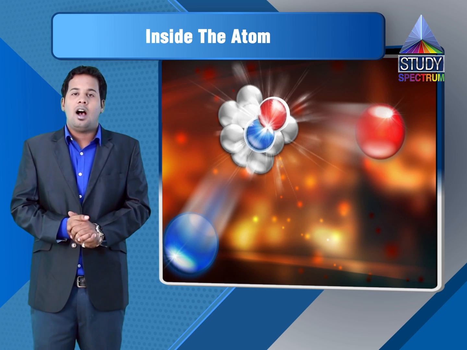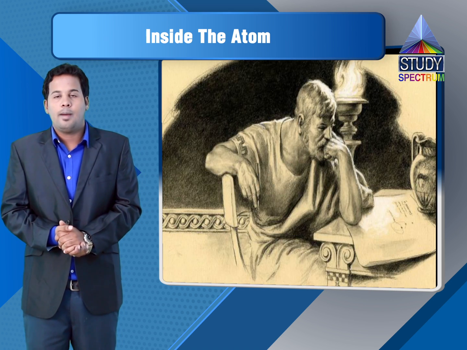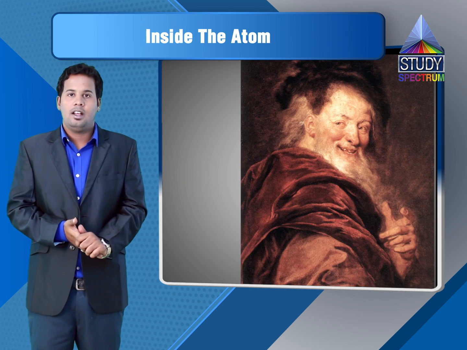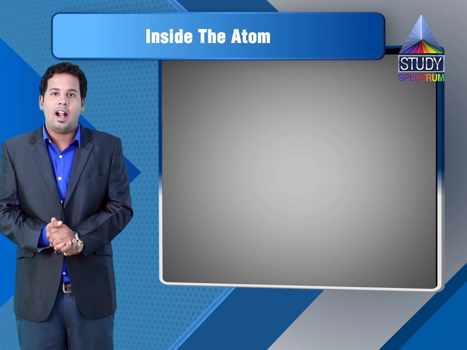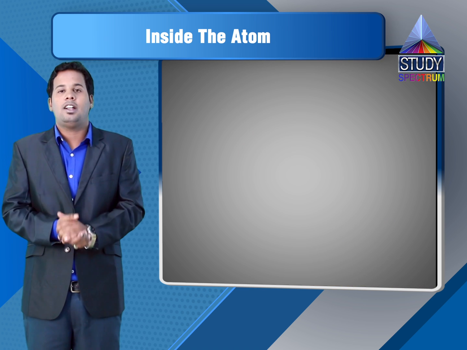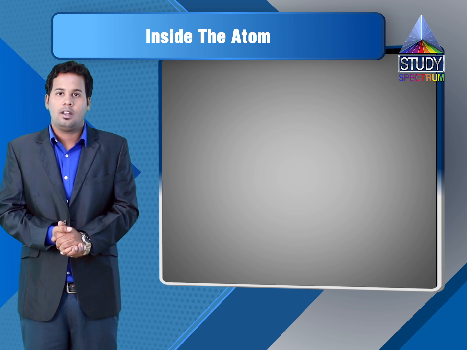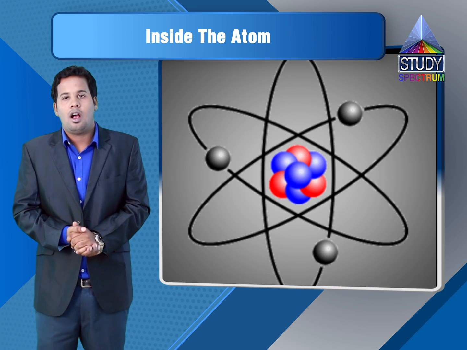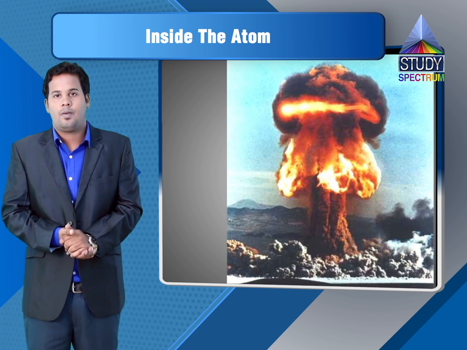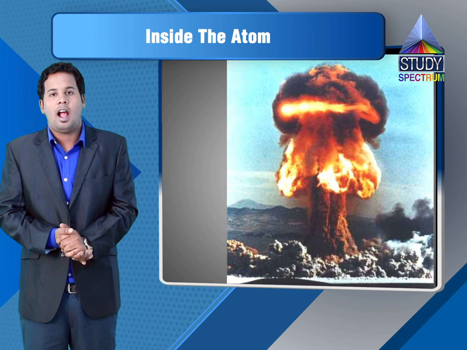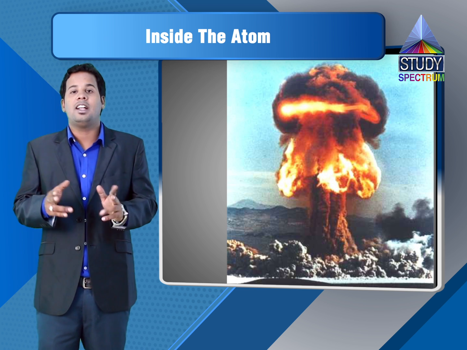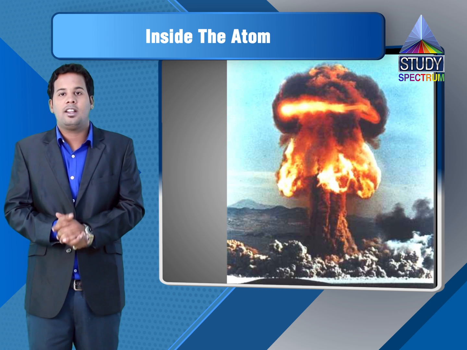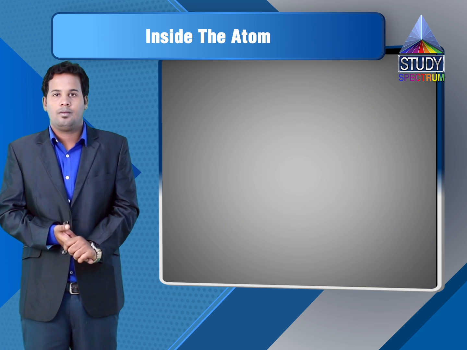Then came a Greek thinker, Democritus, and he said in 430 BC that atoms are the very tiny particles of matter. In the Greek language, atoms are termed atomos, and he said atomos are uncuttable. They are the very tiny particles present in any matter.